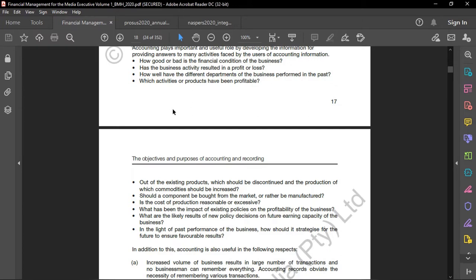What information is going to give you insight in terms of how well a business is performing or how badly they're performing? And then you can also look at some of the other questions. The next one is, has the business activity resulted in a profit or a loss? Okay, that one we've seen already. Okay, we can see that Naspers is profitable. So is Prosus.